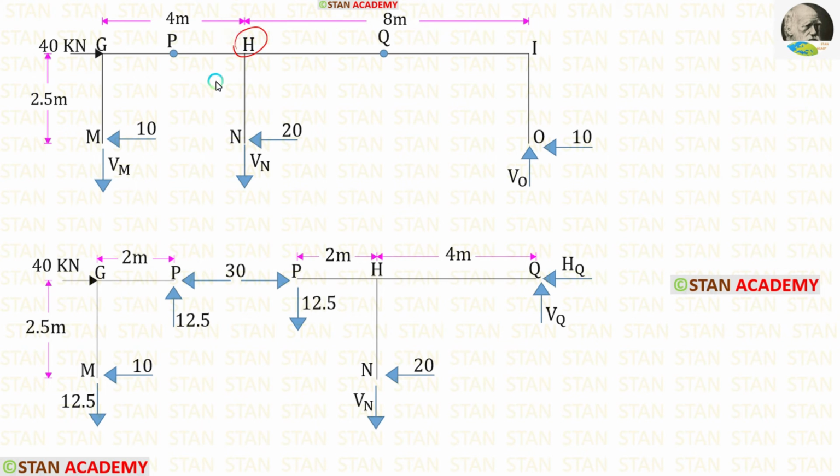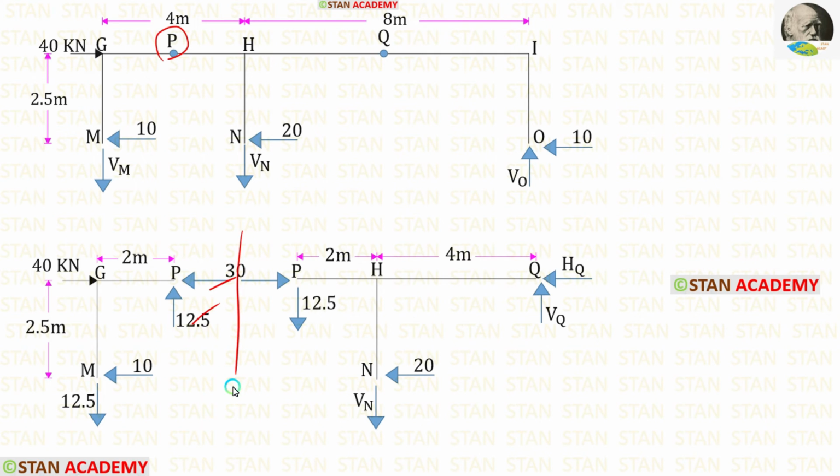Now let us take the joint H. In this joint, there are three members HP, HQ, and HN. In the point N, we have already calculated the horizontal force. We have to find the vertical force. In the point Q, we have to find the horizontal force and vertical force. Length of HI is 8 meter. To get length of HQ, we have to divide 8 by 2 so that we will get 4 meter. In the point P, on the left side, we have calculated the vertical force and the horizontal force.